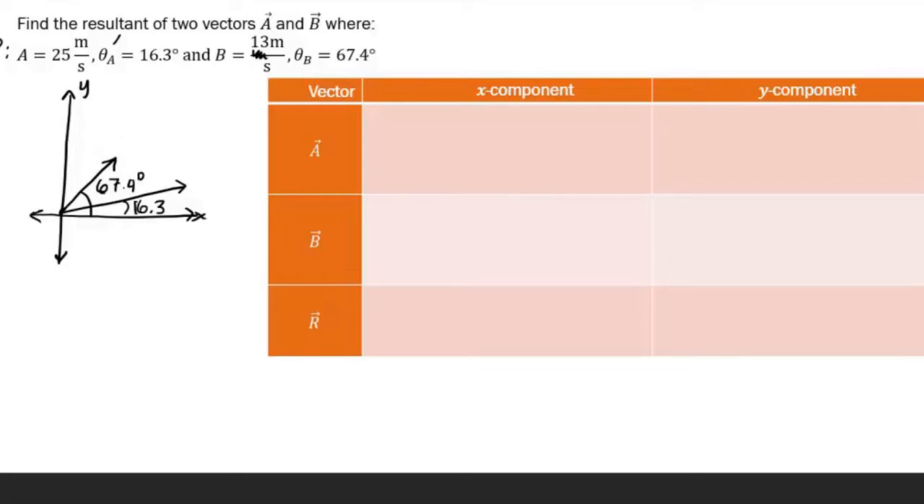Looking at the picture, what do we expect the sum of those two vectors to be? Well, using the parallelogram method, sketching in the other two sides of the parallelogram here, gives me a resultant that looks like that. It's still in quadrant 1. It has an angle that's between 16.3 and 67.4 degrees. How do we come up with that number?